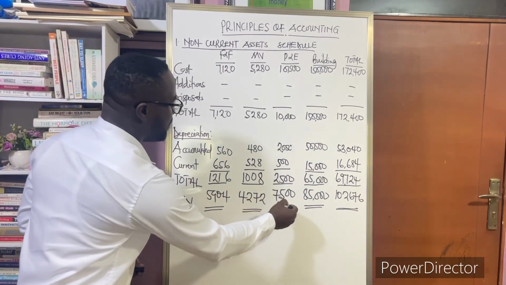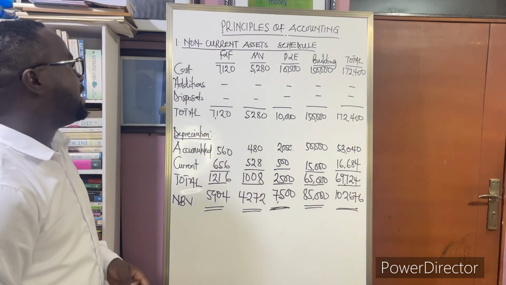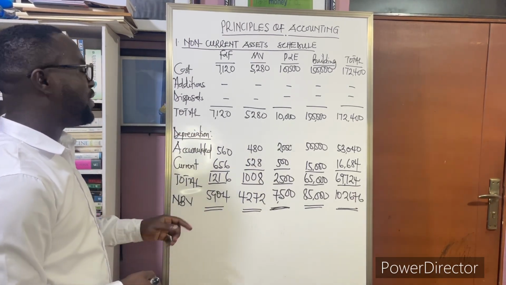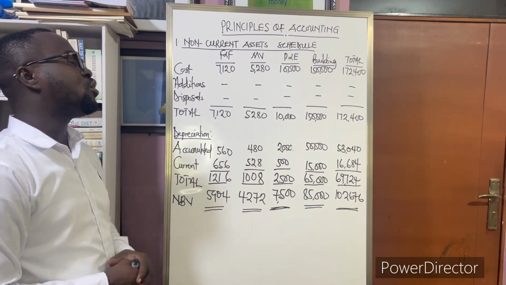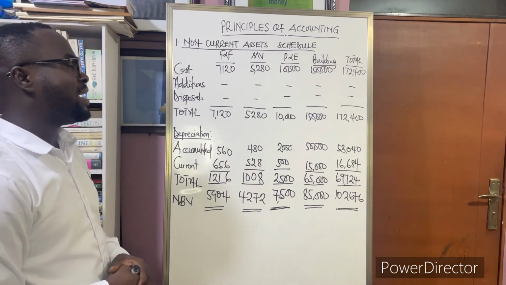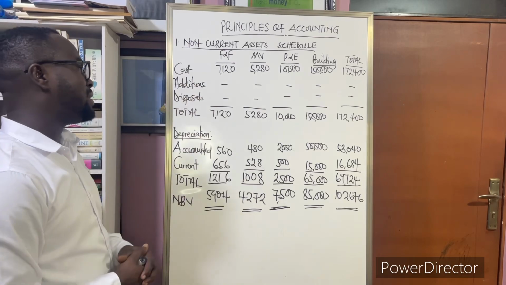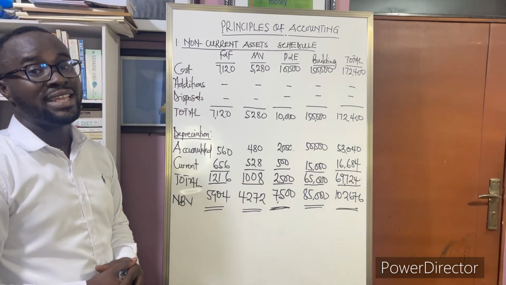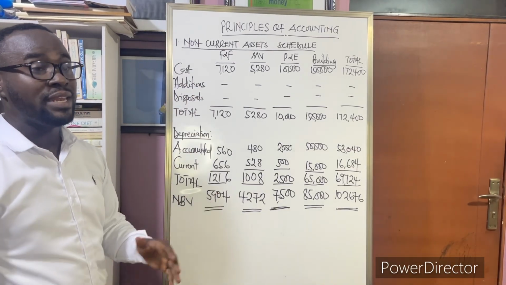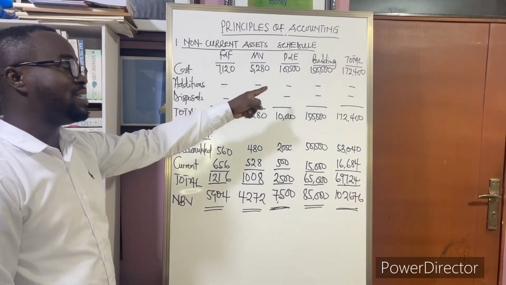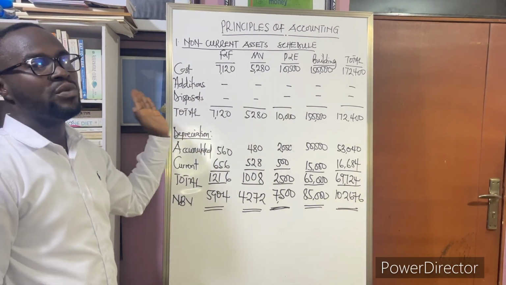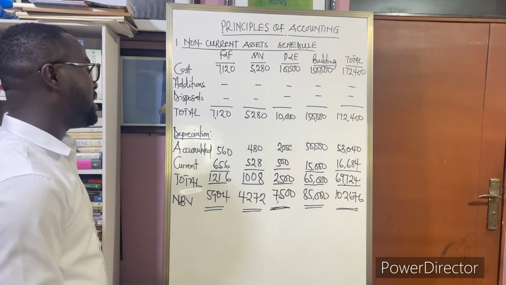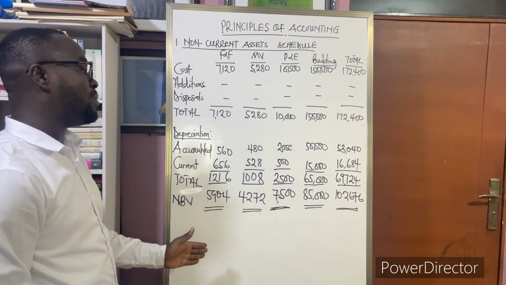I said the main purpose for preparing this is to arrive at our net book value. But before we can get our net book values, we have to establish the various costs of the assets. We also ask ourselves, did we acquire some assets within the year that the accountant couldn't capture in our books? If it is so, it must be given. But in this question, we don't have any disposal, we didn't sell any asset, we didn't buy any asset. That's why we have the blank space there. Then it comes to our accumulated depreciation.